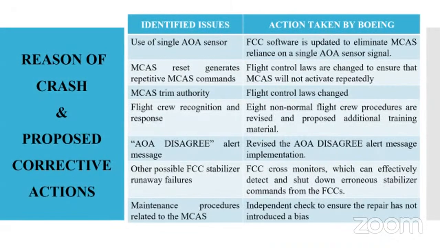Coming to a few improvements and reasoning, FCC did not have any logic to identify an erroneous AOA value. So the FCC software was updated to eliminate the complete reliance of MCAS on a single AOA signal. Then MCAS was generating repeating commands, so the control law was changed such that MCAS will be activated only once per high AOA value. Then MCAS stabilizer authority was working in incremental mode, independent of the position of the stabilizer. Flight control law changed such that elevator movement is reserved for pitch control by the pilot.